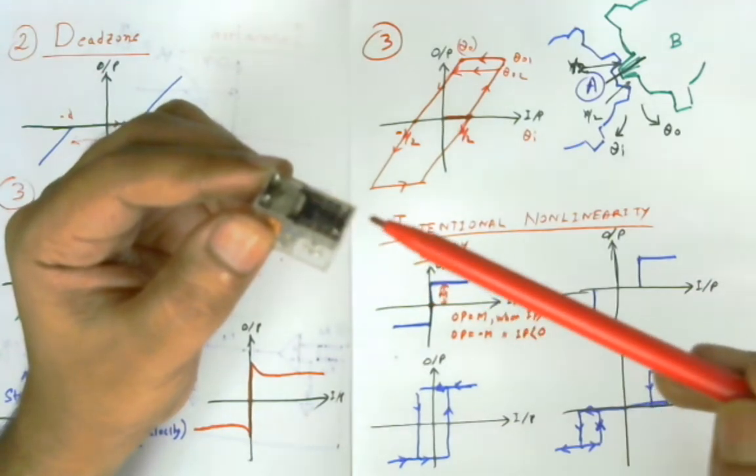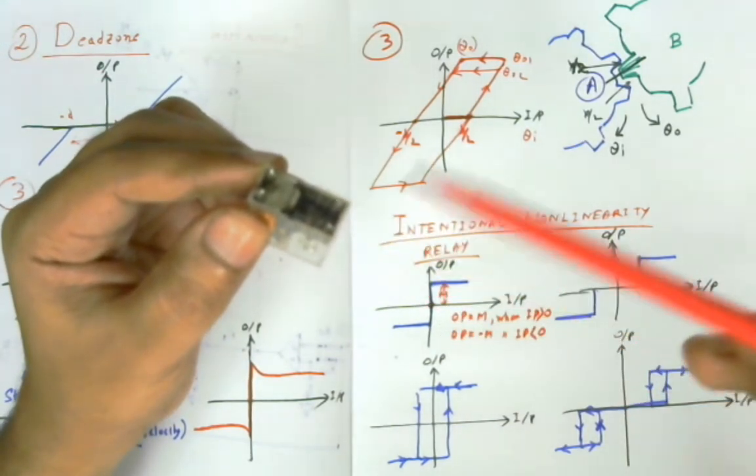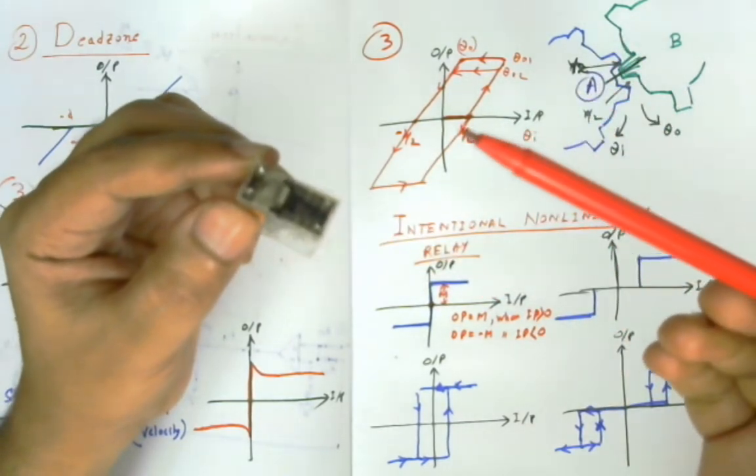So 230 volt is now directly connected to the bulb. Now the bulb is on. The bulb will glow. So that is the operation of the relay.